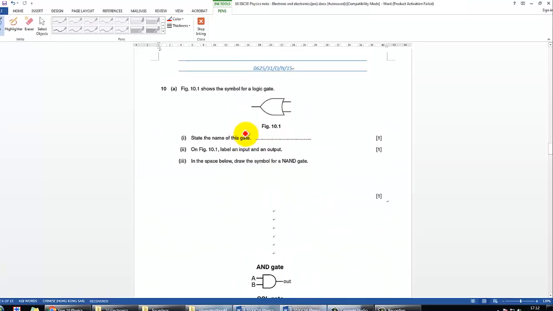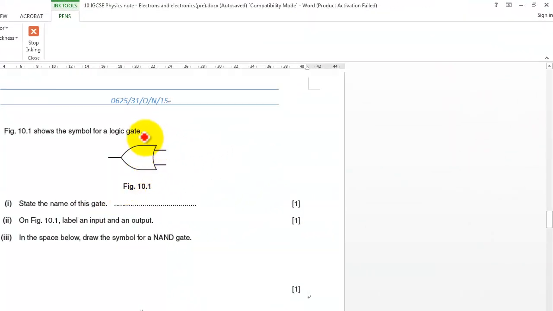Okay, so the first question is about this symbol of logic gate. It asks you the name of these gates. So apparently you can see this is the symbol I call the rocket one. So this is the OR gate. Again, make sure when you spell OR gate, OR is capitalized.